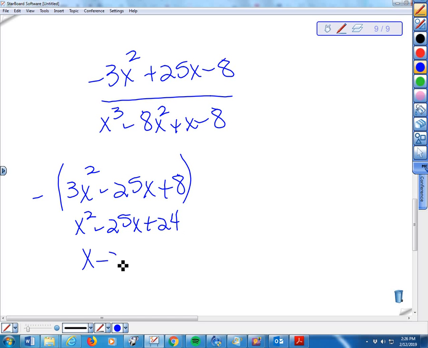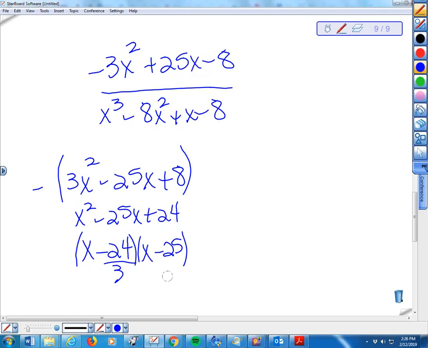X minus 24, x minus 1, not 25, divided by 3. So in the numerator, it's going to be x minus 8 times x minus 1/3, and it's a negative in front.